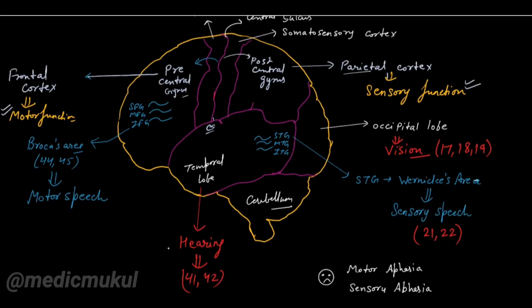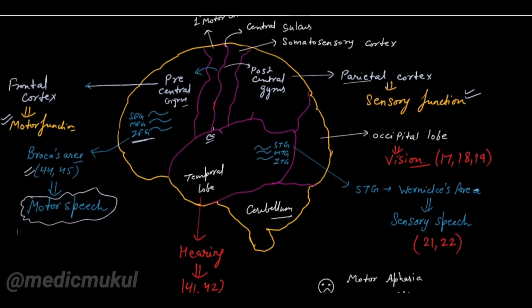The superior frontal gyrus, middle frontal gyrus, and inferior frontal gyrus. The inferior frontal gyrus contains loads of Brodmann areas in our cerebral cortex. In the inferior frontal gyrus there is Brodmann area 44 and 45. That is what we call Broca's area. So what is that responsible for? Motor speech.